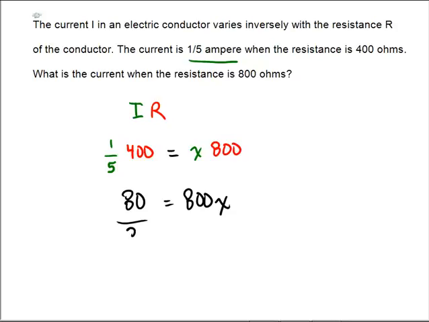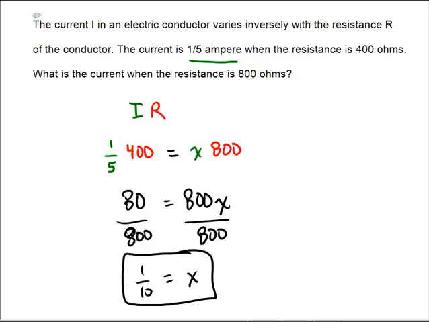800x. And then if we divide both sides by 800, we can now see that 1/10 is equal to the current in amperes. So the answer to this problem is 1/10.